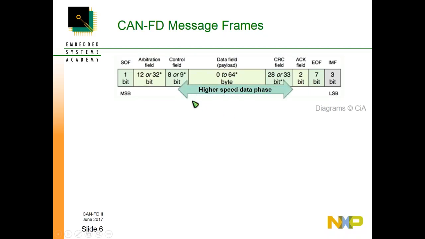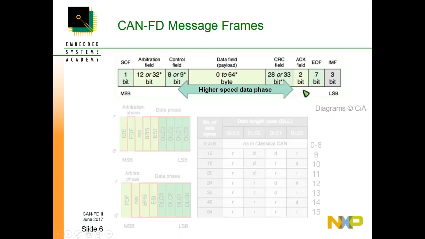Again, where do we speed up? So the speed up phase begins somewhere here in the control field. That's where we speed up, and all the way through the CRC until the end of the CRC we have the higher data rate, and then go back to the nominal bit rate.